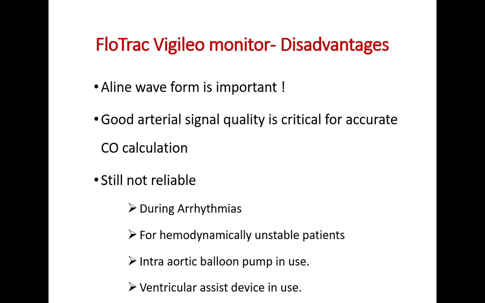Disadvantages: the arterial waveform is important, and a good signal is important for cardiac output calculation. So it is still not very reliable during arrhythmias, but they have worked on the software. Initially, within a 20-second time frame, if there were more than 10 or 12 ectopics, as in atrial fibrillation, then you couldn't use it. Now they have brought it down to 6 to 8. So in that 20-second time frame, if there are fewer than 6 to 8 ectopics, you can still use it.